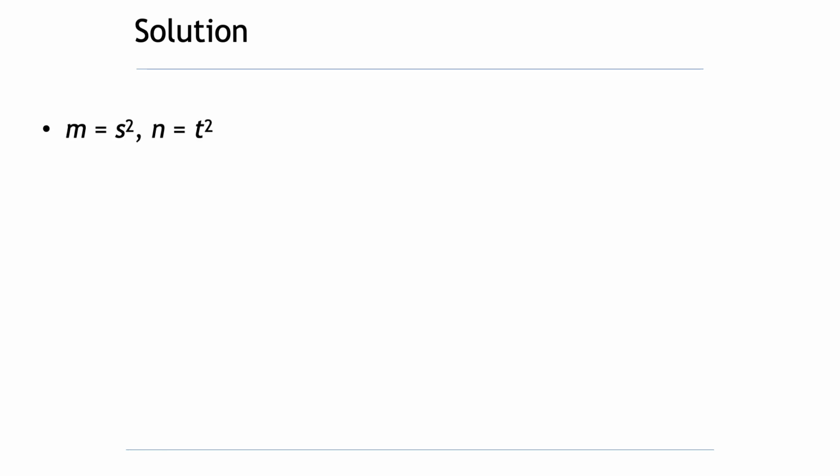M is equal to s squared, n is equal to t squared. Remember, we are doing that because we are assuming that the hypothesis or the premise of the theorem is true. So now, if we multiply m times n, we get s squared times t squared.